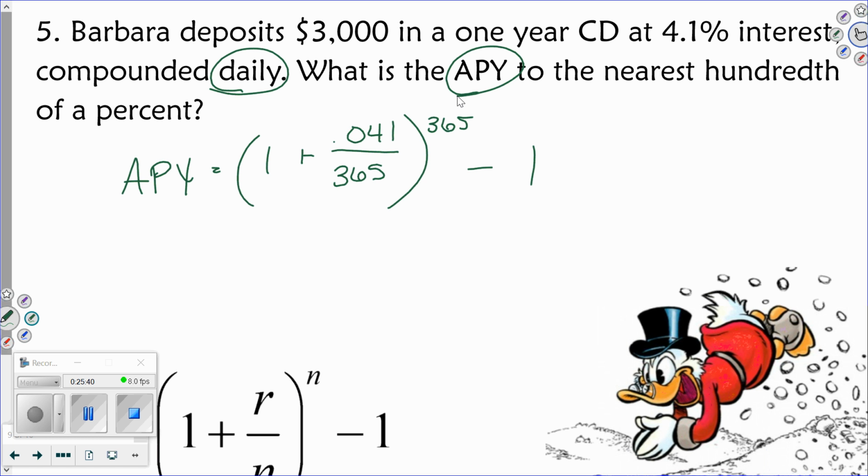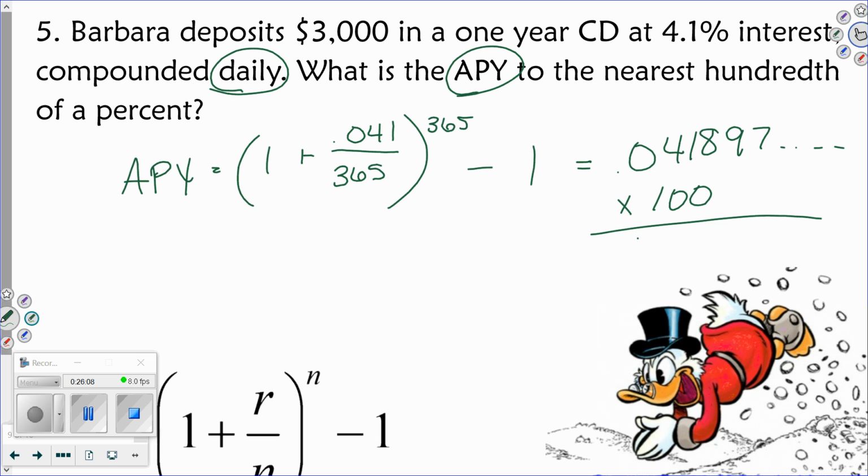365 is my exponent, and then minus 1. All right, so go ahead and type that in. Should give you 0.041897, and so on. Again, in your calculator, as soon as you get that, multiply by 100, because we need to change it back to a percent. Then it's going to be 4 point, what would you round it to? It wants the nearest hundredth, which is 2 decimal spots. So it's 4.18%.